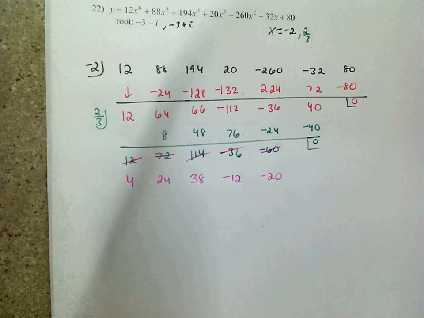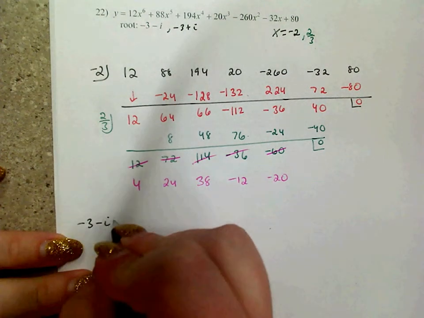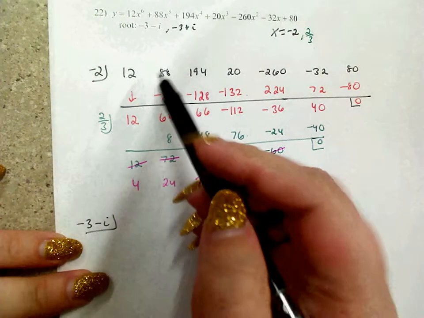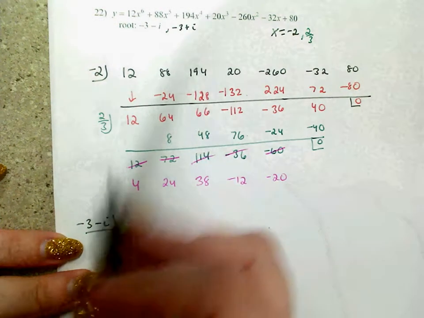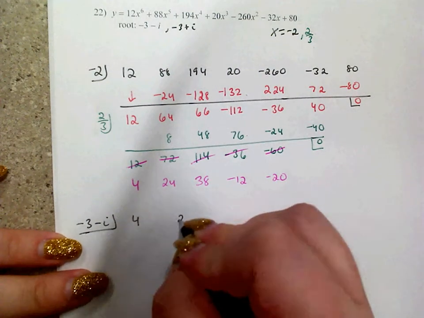So I'm going to choose negative 3 minus i because it was written first, and not many people are going to choose the other one, but honestly, if you would like to do the positive one first, then go ahead. Give myself a little bit more space.